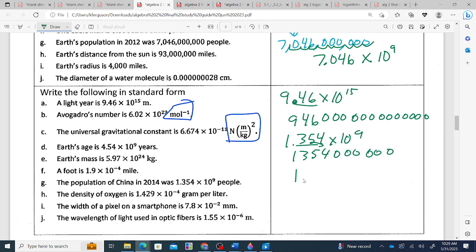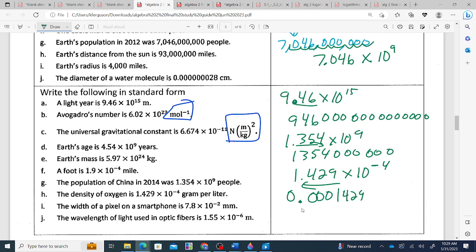Right here, 1.429 times 10 to the negative 4. Negative exponent means I'm going to end up with a 0 point. So that means I'm moving this way. So I've got my 429. I got my 1. That was my first move. How many more moves do I got to make? 3. So 1, 2, 3. Put a 0 in front. The 0 in front doesn't count.